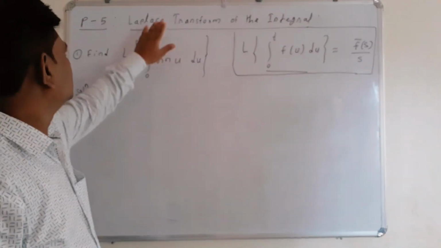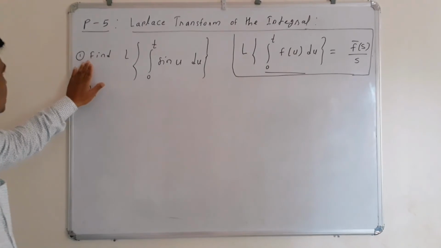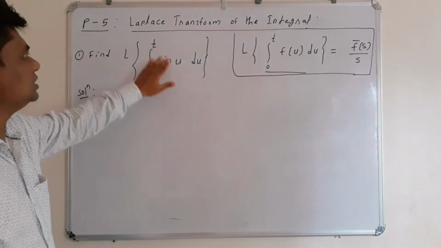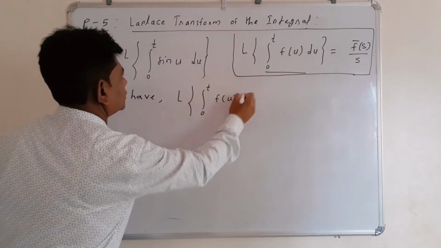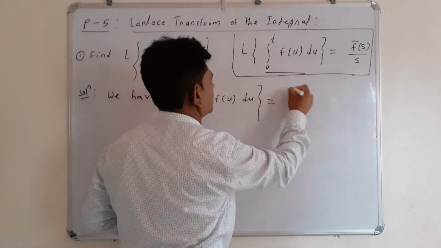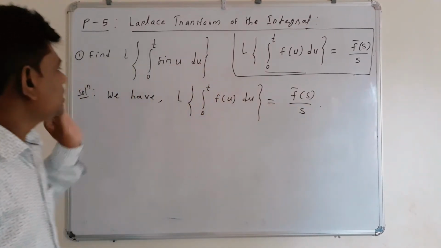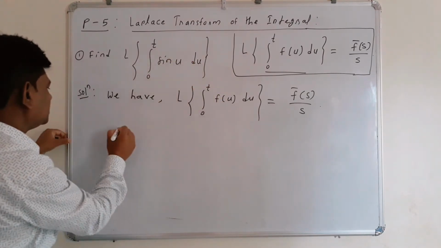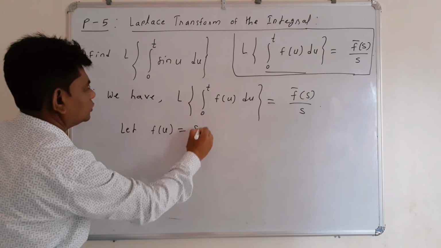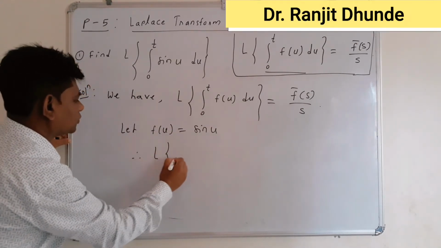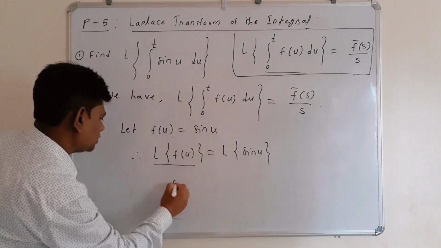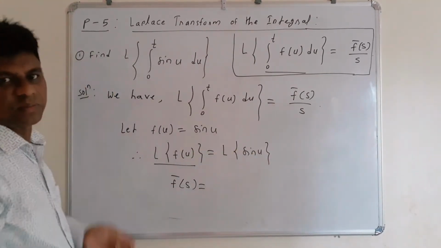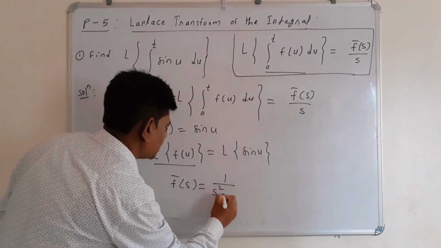Now some problems based on the Laplace transform of the integral. Example 1: find the Laplace transform of the integral from 0 to t of sin u du. We know that the Laplace transform of the integral from 0 to t of f(u) du is equal to f bar(s) upon s. Comparing this integral, let f(u) be equal to sin u. Therefore the Laplace transform of f(u) is the Laplace transform of sin u, denoted by f bar(s), and the Laplace transform of sin t is 1 upon s squared plus 1.